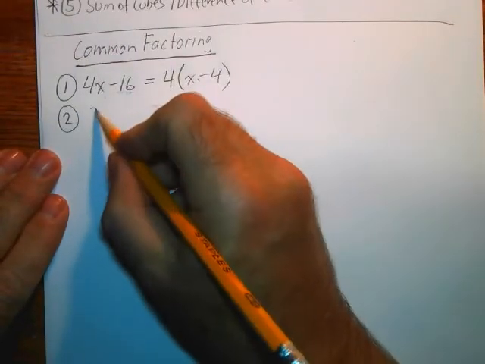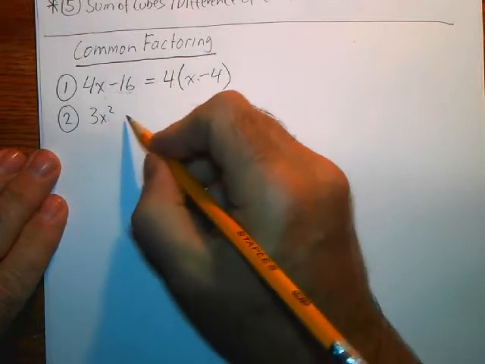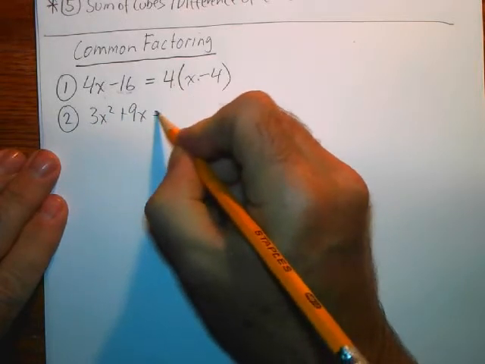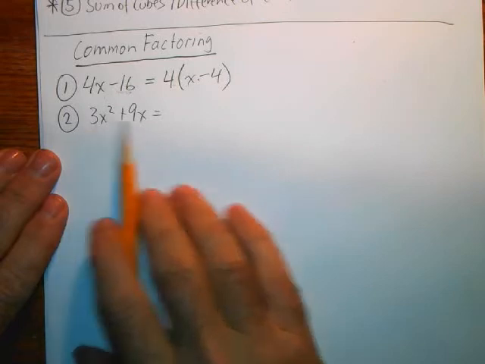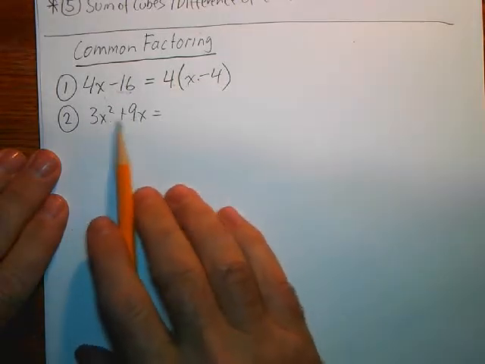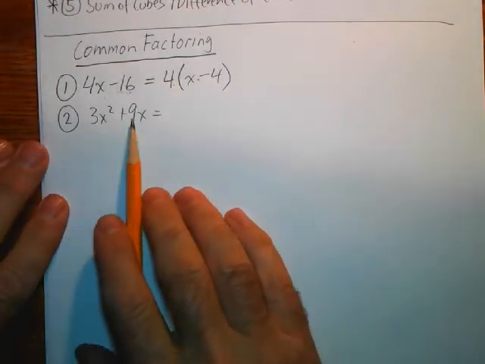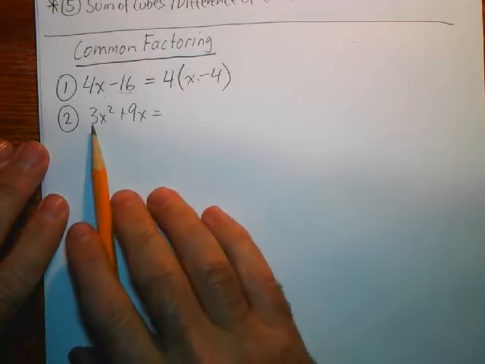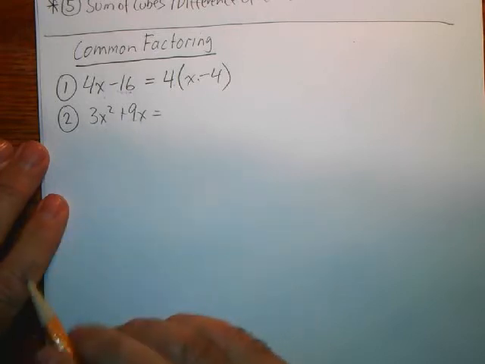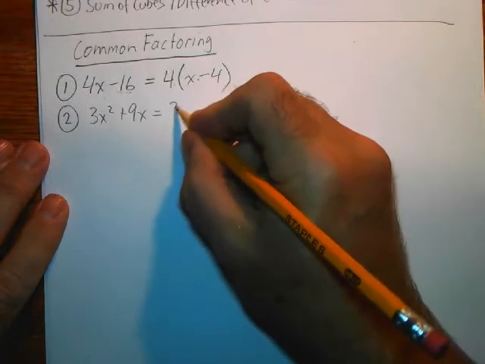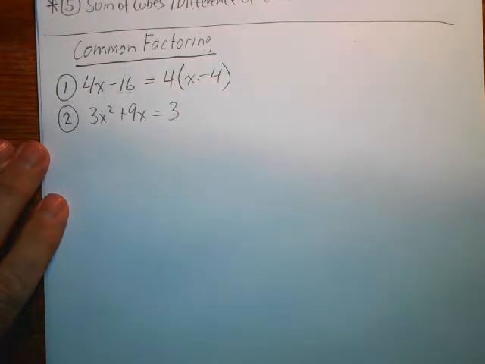Second example, say we had 3x squared plus 9x. So again, in this case, look for a numerical common factor. So I have a 3 and a 9. So positive 9, so I can divide both those by 3. That's the largest that can possibly go in. So 3 will be part of my greatest common factor.